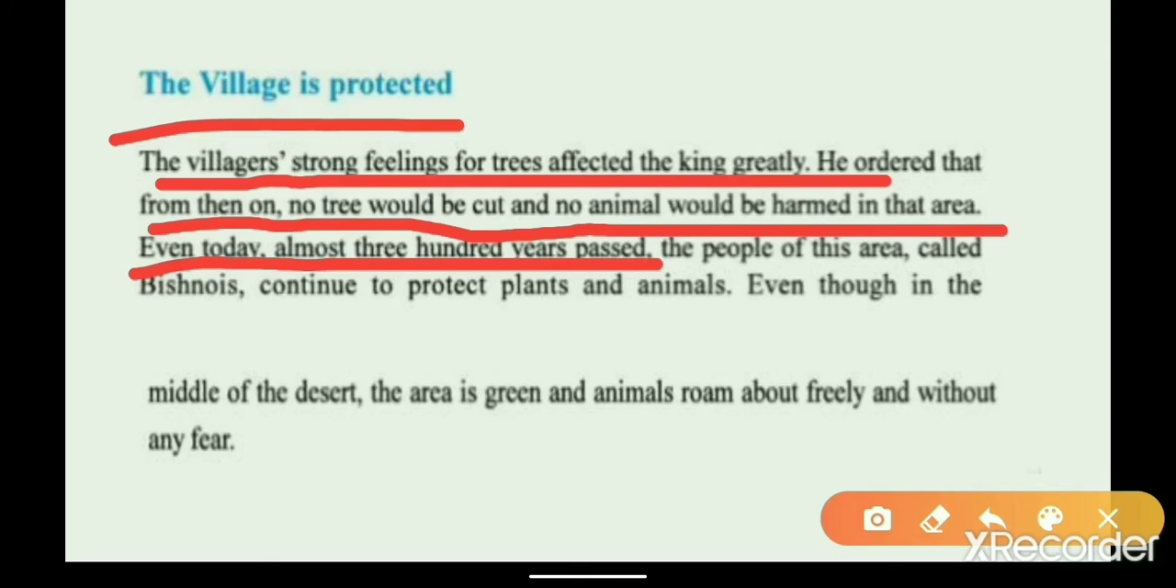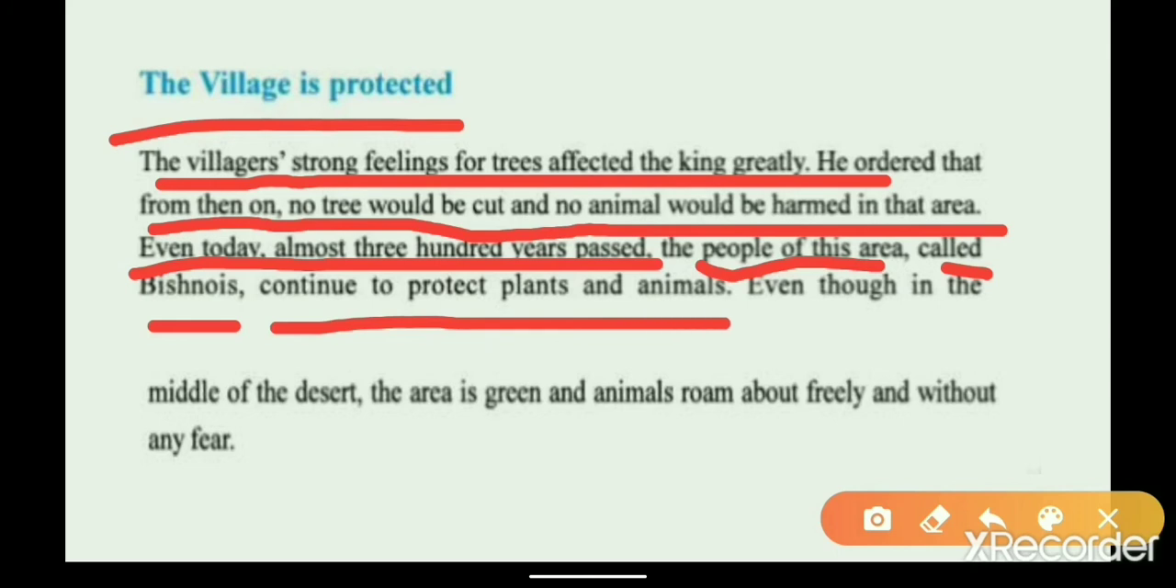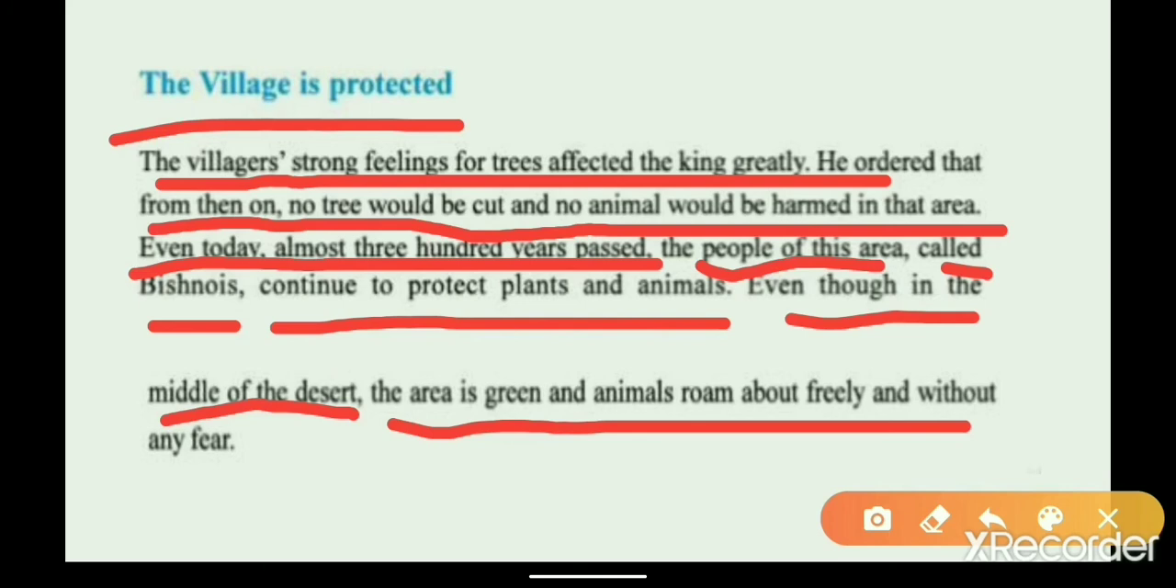After 300 years, the people of this area, called Vishnuis, continue to protect plants and animals. Even though Rajasthan is a desert area, this area is green and animals roam everywhere without fear.